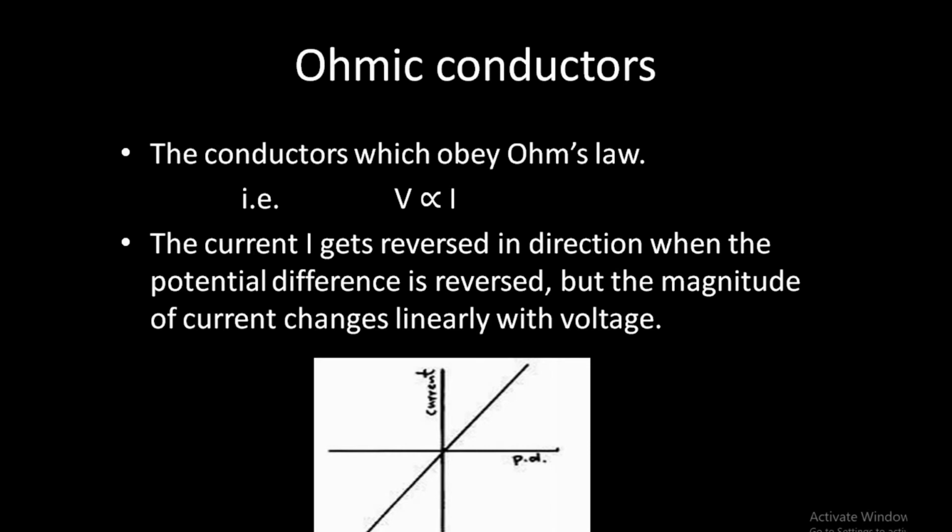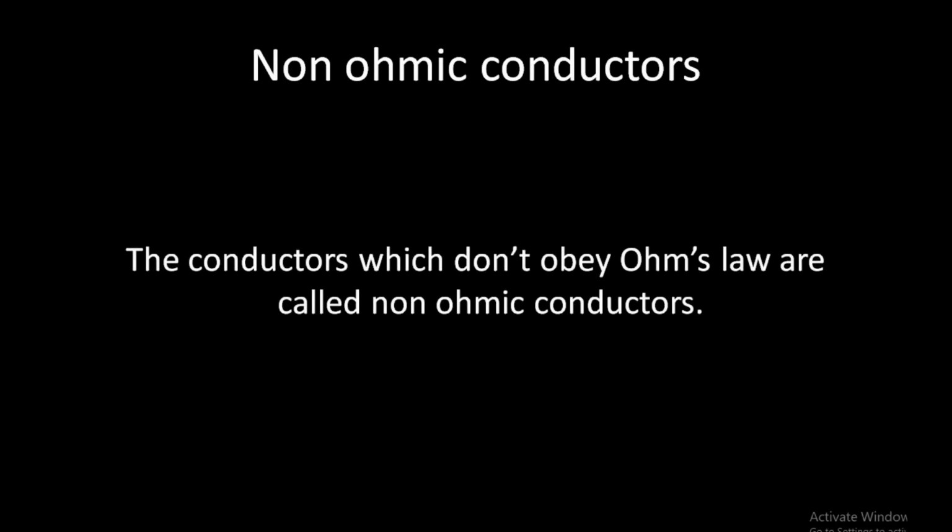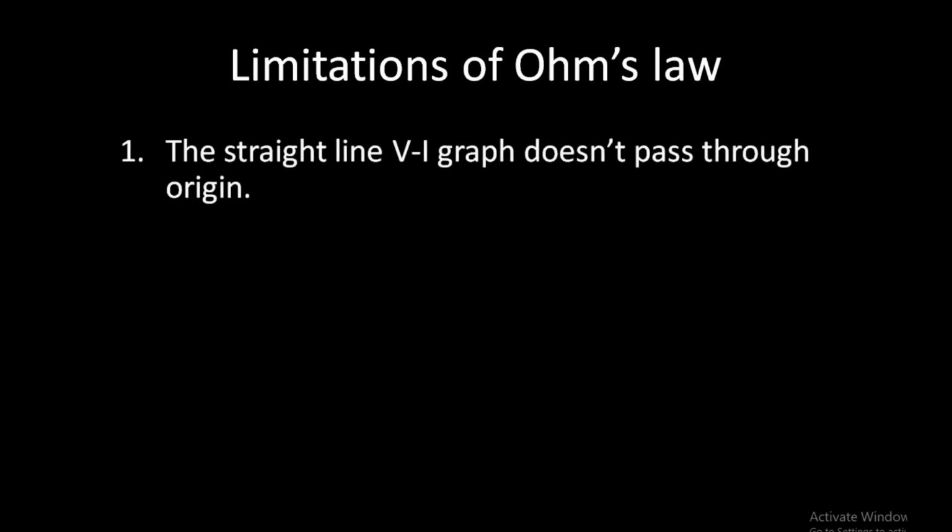Moving forward to our next topic, that is non-ohmic conductors. The conductors which do not obey Ohm's law are called non-ohmic conductors. It means Ohm's law is not valid for the non-ohmic conductors, and this is the limitation of Ohm's law. Now let's see in what situations non-ohmic conductors don't obey Ohm's law, or we can say the limitations of Ohm's law. The first one is that the straight line VI graph does not pass through the origin. According to Ohm's law, the VI characteristic graph should be linear and pass through the origin.